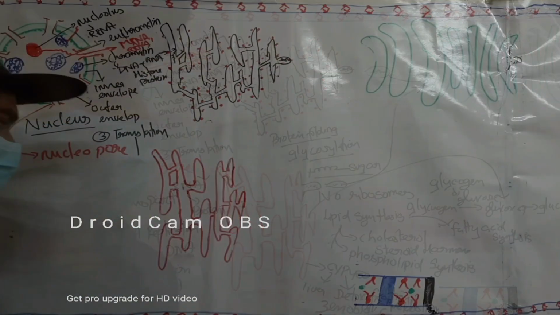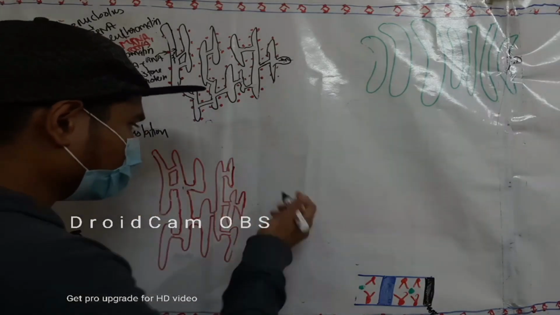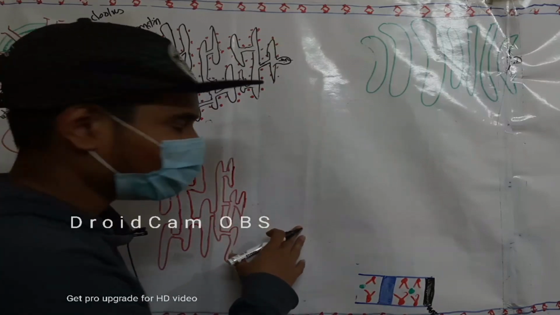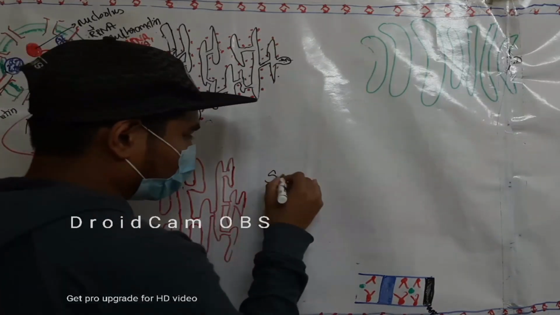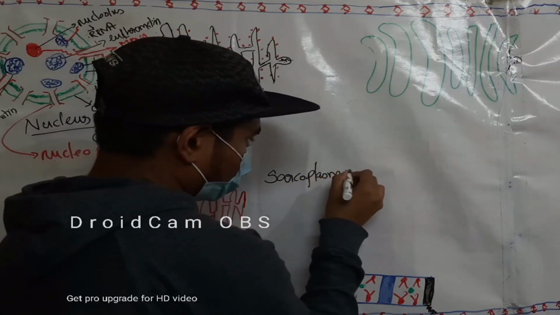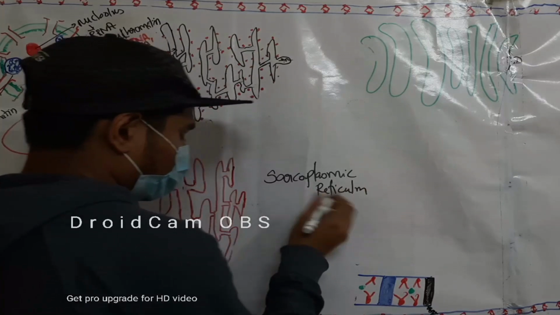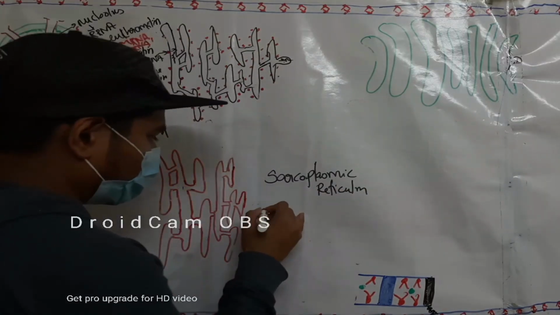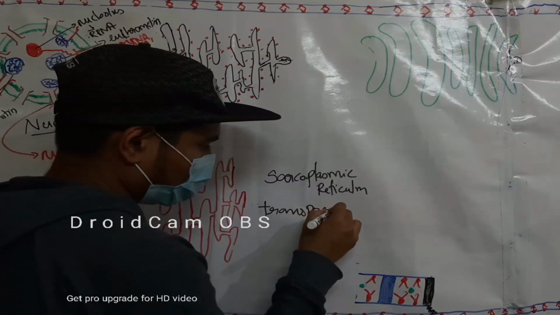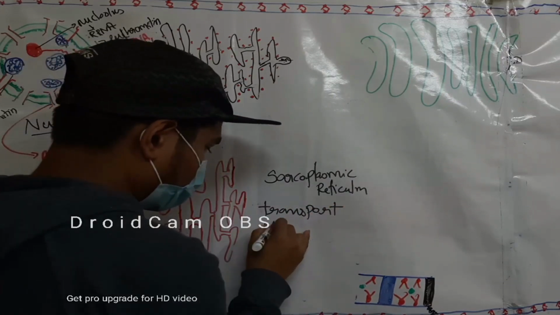It contains a lot of calcium ions. These calcium ions are involved in muscle contraction. The smooth endoplasmic reticulum in muscles is known as the sarcoplasmic reticulum. The sarcoplasmic reticulum contains a lot of transport of calcium, and these are involved in muscle contraction.